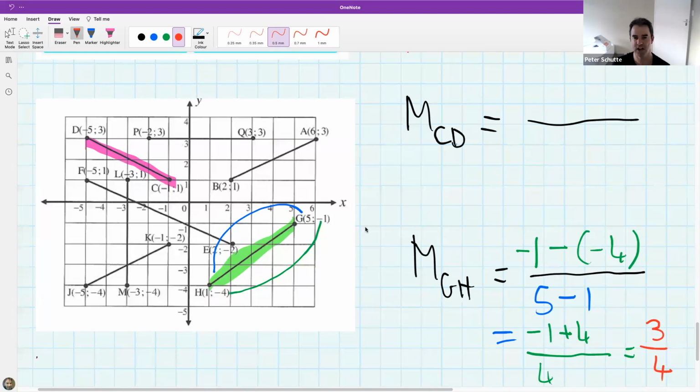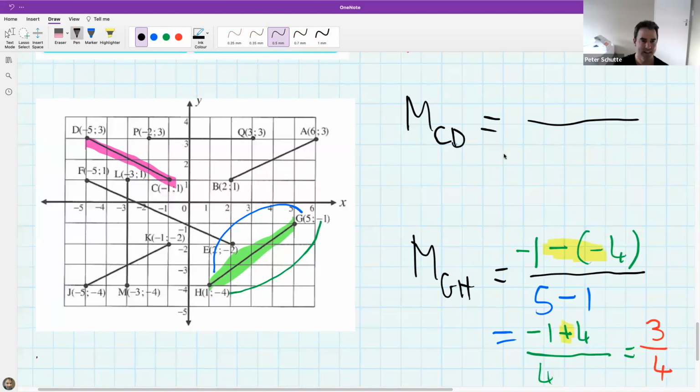So watch out for that. Negative 1 minus negative 4. I know what's catching you guys. It's the double negative. So that double negative becomes a positive, and that's what's catching you a little bit.